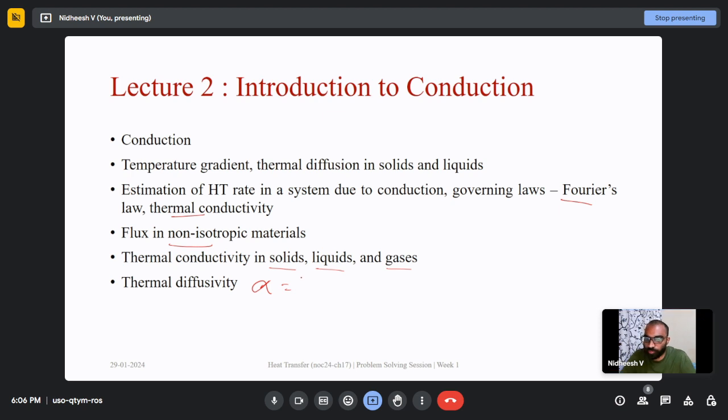Someone can. Sir, it's K by rho Cp. Yes, yes. How is conductivity related to the capacity of storing? It is the ratio of thermal conductivity of a material with regards to the energy storage capacity of the material, right? Yes. All these topics we covered.